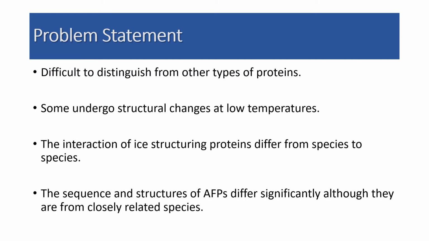Let's have a look at the challenges involved in the prediction of antifreeze proteins. First, it is difficult to distinguish them from other types of proteins. Some AFPs are observed to change their structure at low temperatures, and the way they interact with ice differs from species to species. This may be due to the difference in the geometric arrangement of oxygen atoms in ice in different species. And finally, the AFPs of even closely related species lack similarity in structure and in sequence.